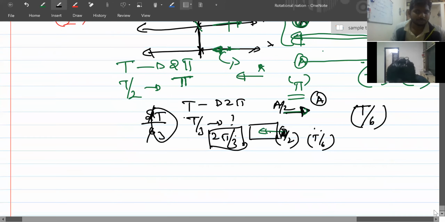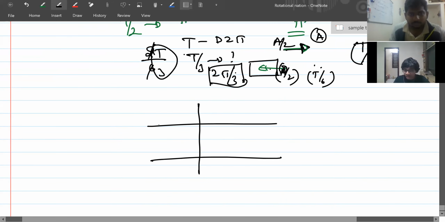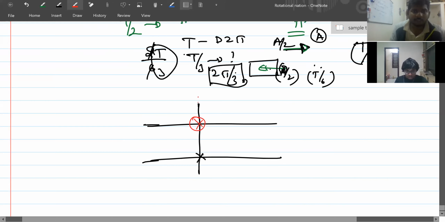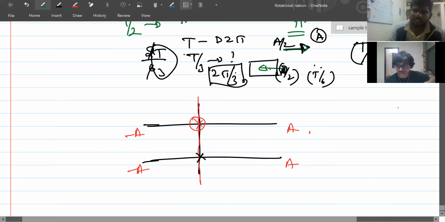So the particle is going from A by 2 to A and again from A by 2 to A. The question is, these are the mean positions for both of them. Both of them are at the same place on the y-axis. So this is minus A, this is plus A, this is minus A, this is plus A. For both of them, the time period is also the same, equal omega, they are moving. Time period is the same, which means omega 1 is equal to omega 2 also.